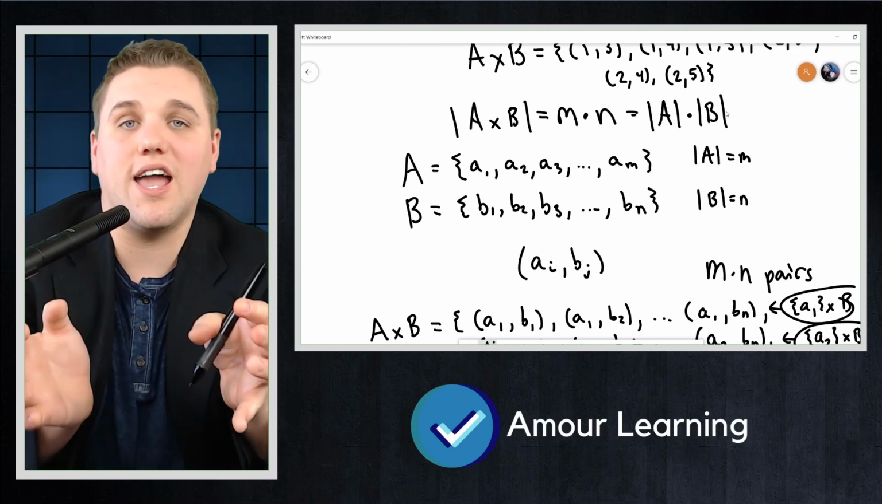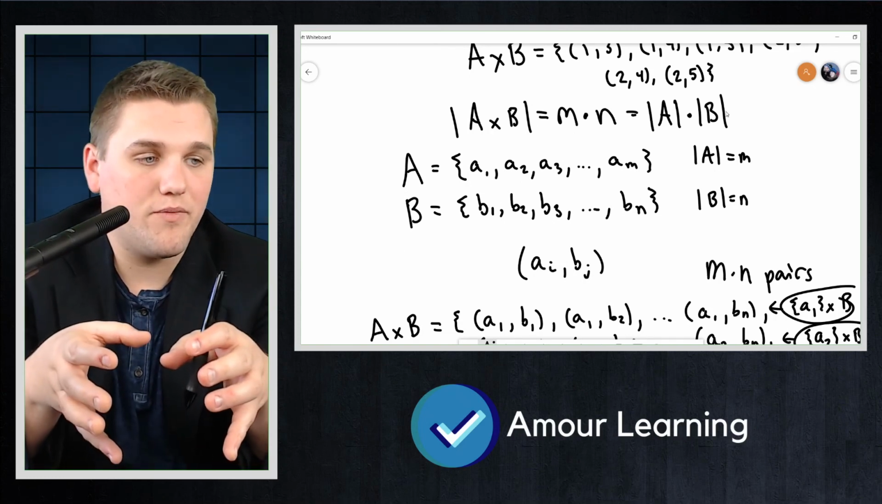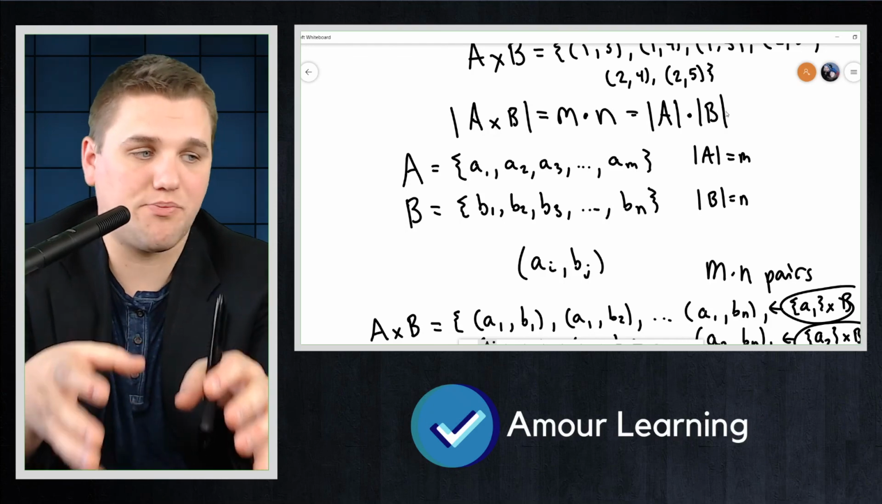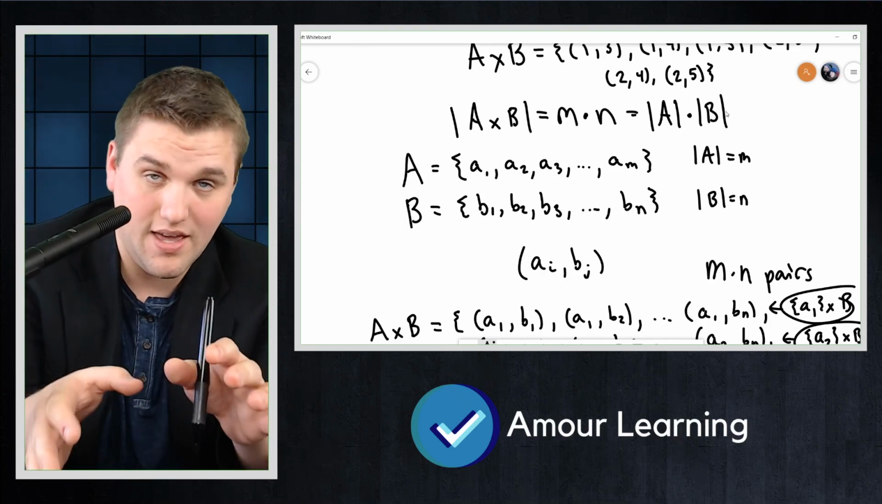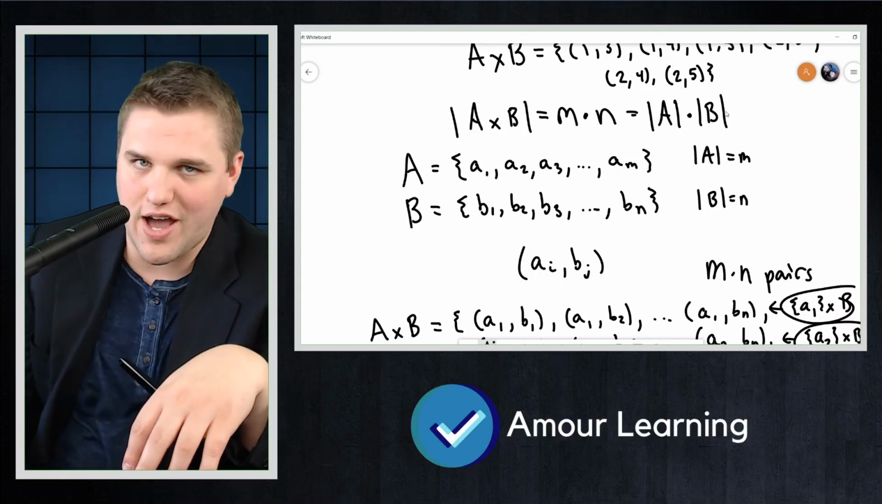So if you ever want to find the number of coordinates in the cross product, it's just the size of A times the size of B. And again, this is assuming everything's finite here.